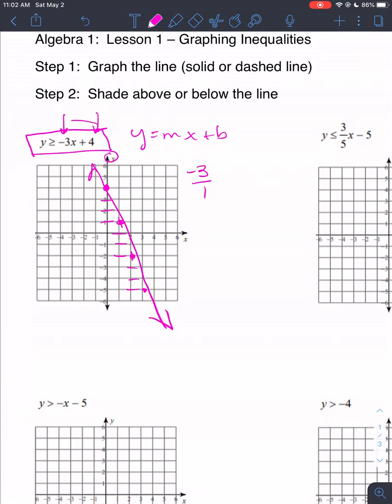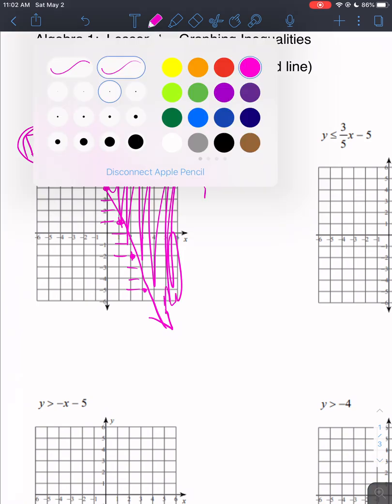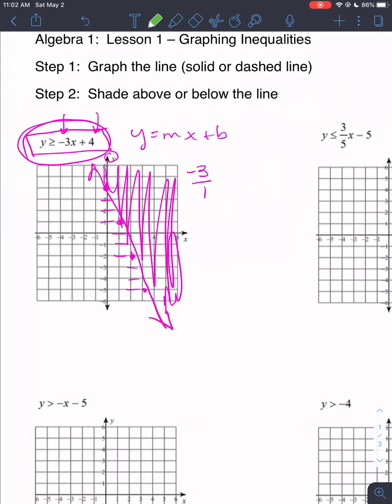Now, our inequality says it wants all points that are greater than or equal to that line. So we're going to shade above it because we want greater than. If we want to check that, all we have to do is choose a point that's in our shaded region. Let's choose maybe over 2, up 3 right there. If we did it correctly, it should give us a true statement. So I'm choosing the point 2, 3.